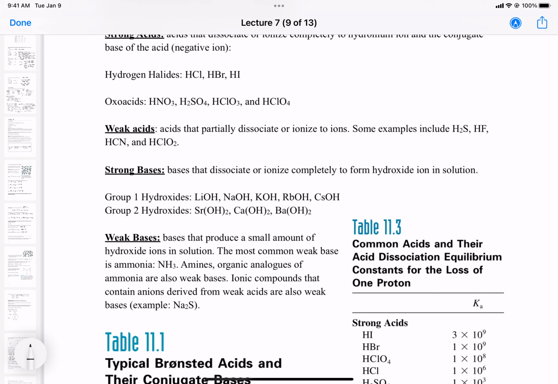All right. Ionic compounds that are derived from weak acids are also weak bases. For example, sodium sulfide in this case. So the sulfide comes from H2S, right? So the conjugate bases there are typically weak bases as well. Okay, so for example, H2S. And I'll go over more of the weak bases in these tables in the next video. So I'll see you then.